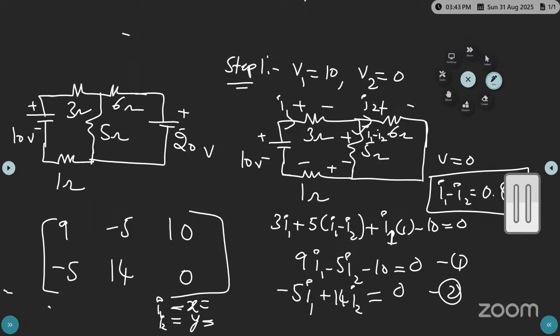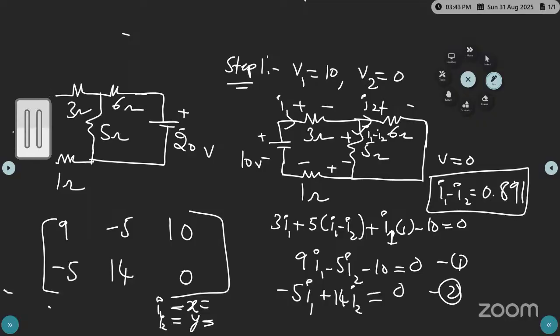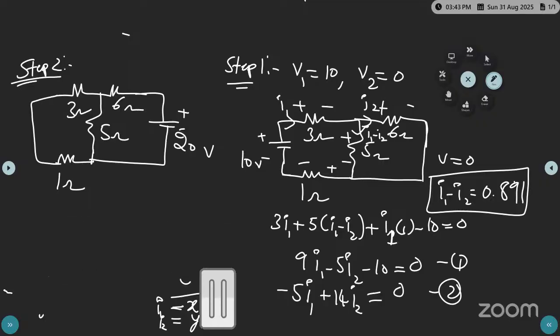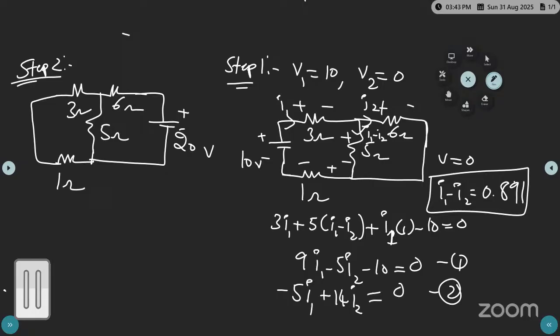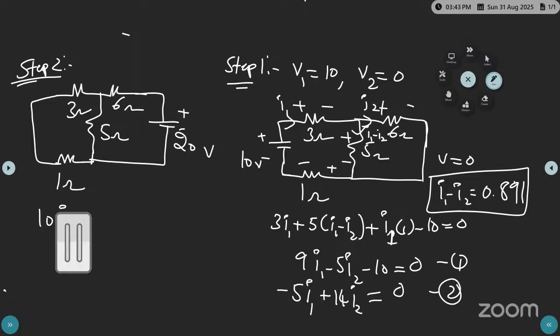Second step, remodify the circuits. What is the first equation? If you remember these two equations, by practice you will get them. So the first equation is 9I1 minus 5I2 is equal to 0.